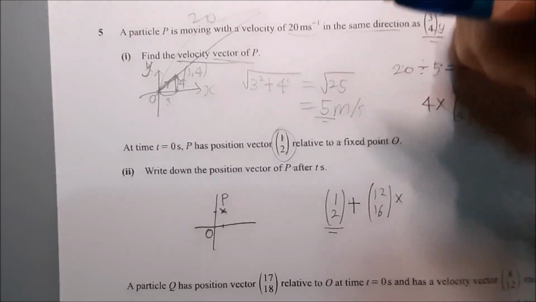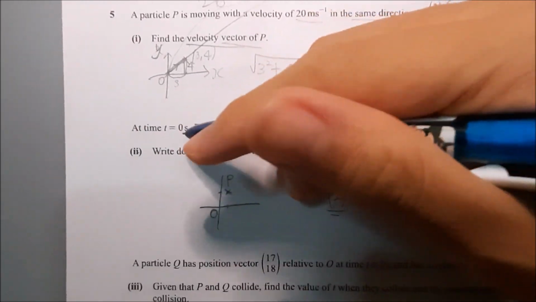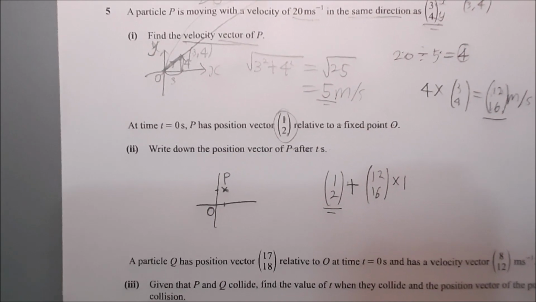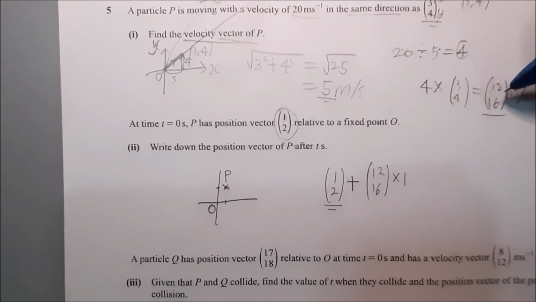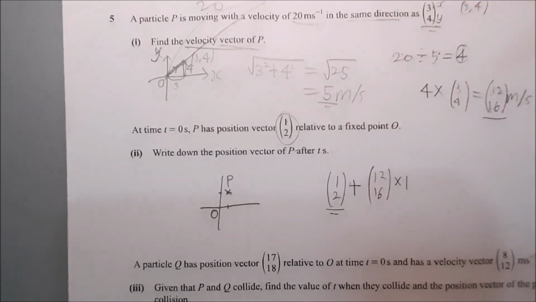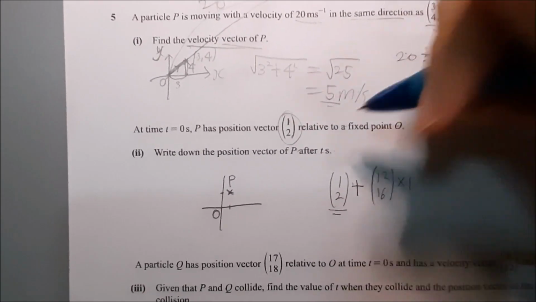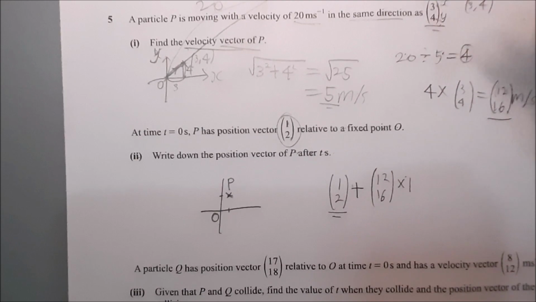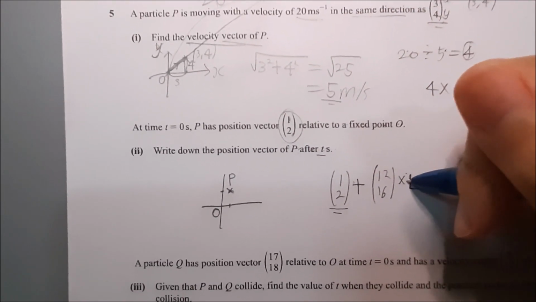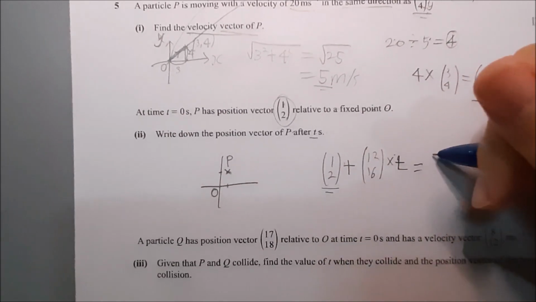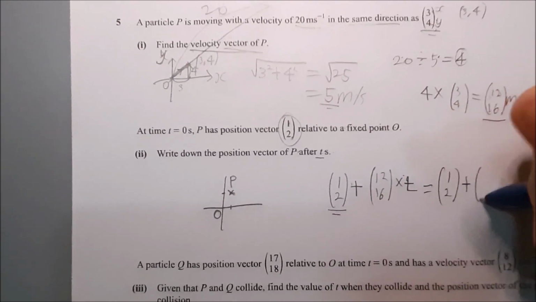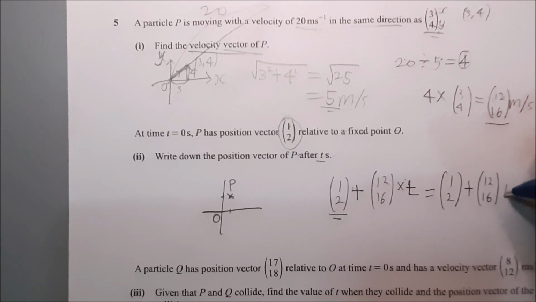If the question said write down the position vector of P after 1 second, then it will be times 1, because this is the velocity vector and it has moved only for 1 second. It will be the same if it's 2 seconds, just times 2, 3, 4. So since this is after t seconds, you have to times it by t. So your answer will be 1, 2 plus 12, 16 t.